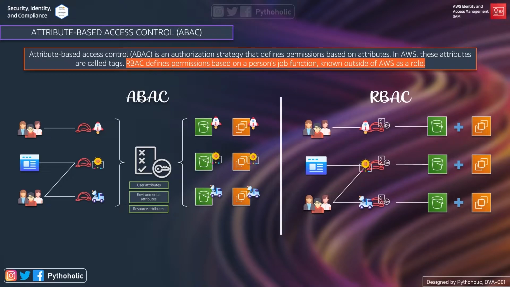One on the left-hand side is an authorization strategy that defines permissions based on attributes. In AWS, these attributes are called tags. Thus, the name attribute-based access control. And on the right-hand side, we have RBAC, which defines permissions based on the job function of a person, known outside of AWS as roles. And that is why the name role-based access control.